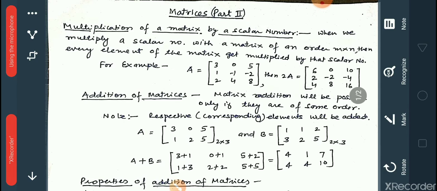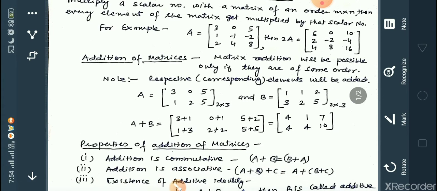Now another next topic is addition of matrices. How will you add? Whether addition will be possible or not, there are certain questions which arise, because matrix is a different topic. It is not arithmetic, where addition is always possible, but it is algebra. So let us check what happens about addition of matrices. Matrix addition will be possible only if they are of the same order.